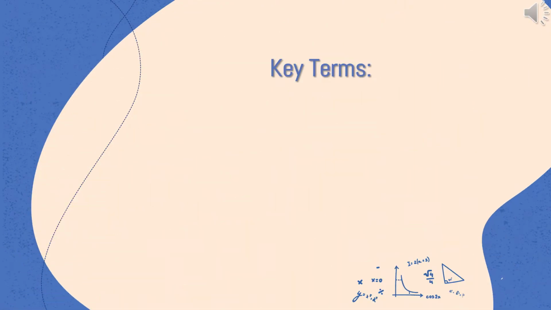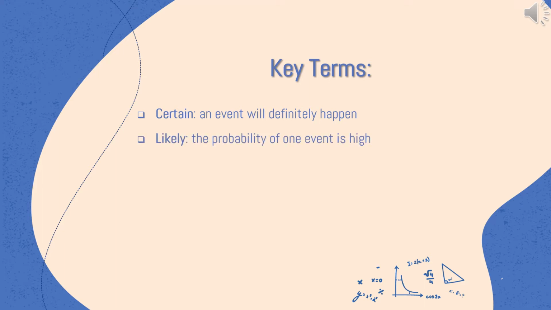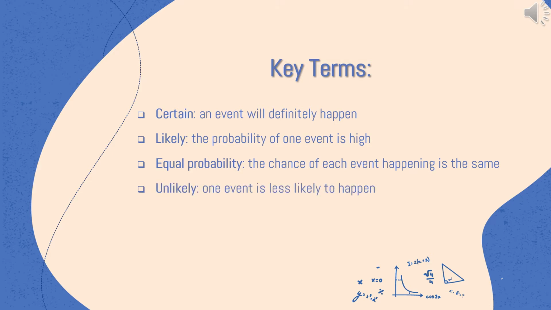Here are key terms to keep in mind when talking about probability. Certain: an event will definitely happen. Likely: the probability of one event is high. Equal probability: the chance of each event happening is the same. Unlikely: one event is less likely to happen. Impossible: there's no chance of an event happening.